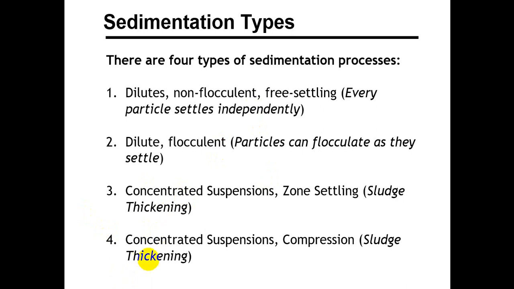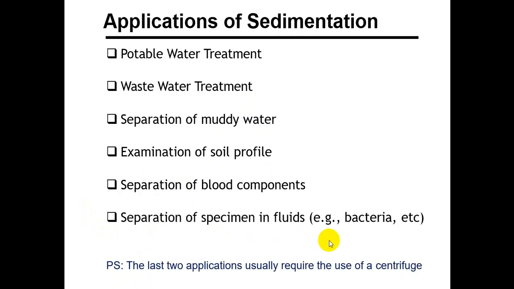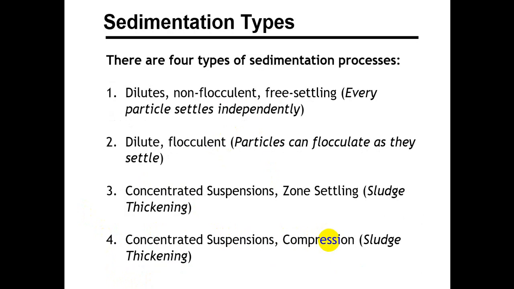Then the fourth one is concentrated suspensions, compression, sludge thickening. Excuse me to use this example: toilets, KVIP, latrine. You know how the toilet is very thick, concentrated suspension, compression, sludge thickening. That is how a toilet is, in a KVIP or in a pit or in a latrine. That is how it is.